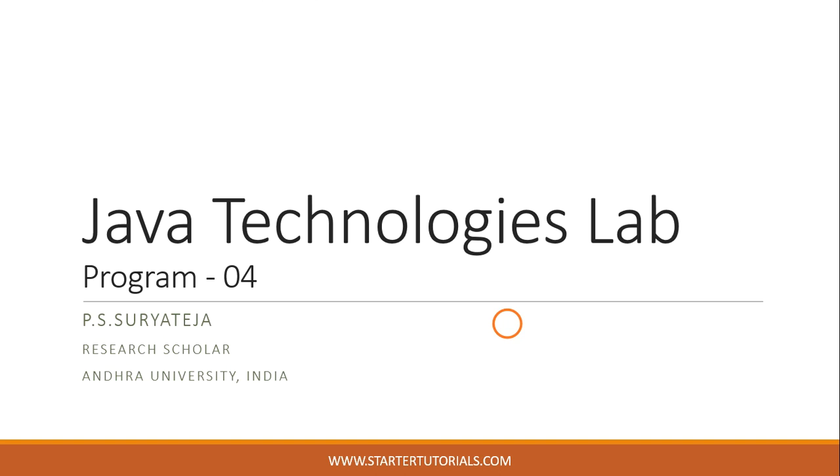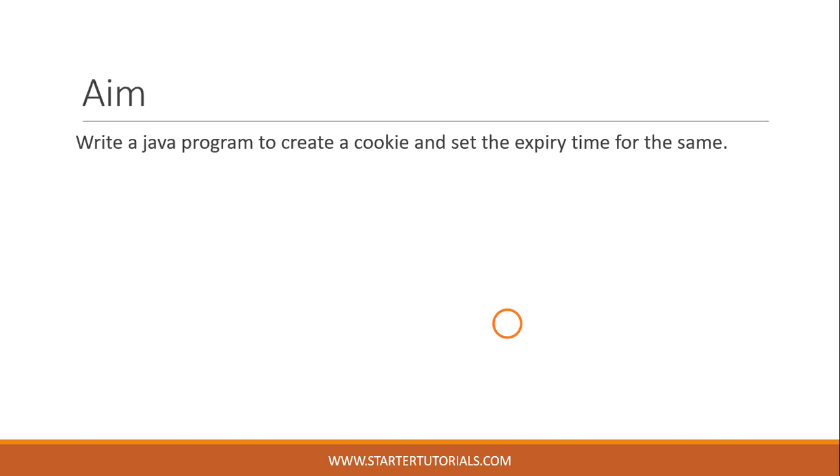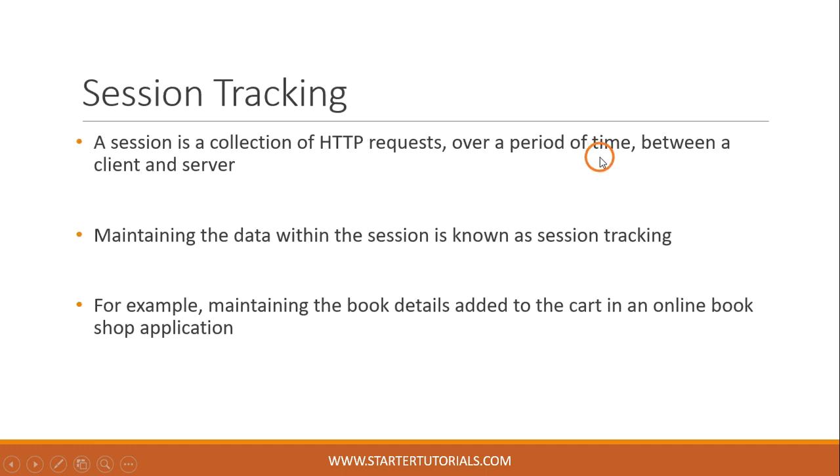So today I am going to talk about program 4 and the theory associated with program 4. First, let's look at the aim of program 4. The aim is to write a Java program for creating something called a cookie, and for that cookie we have to set the expiry time. Okay. So in a few seconds, we will look at what is a cookie and how to set the expiry time for that cookie. Okay.